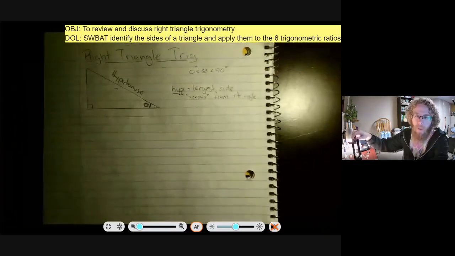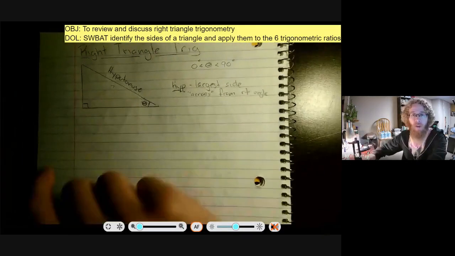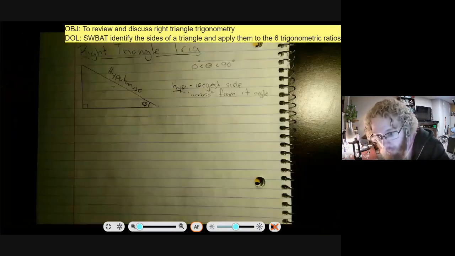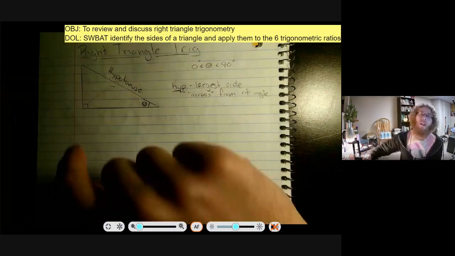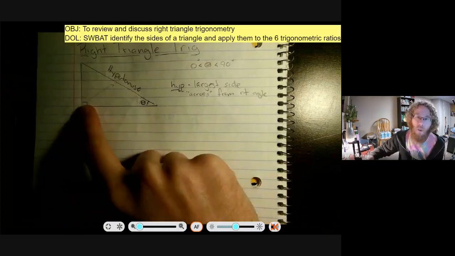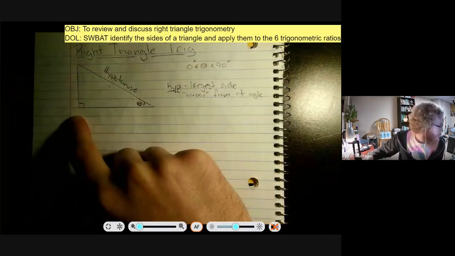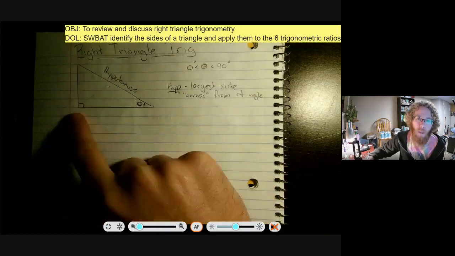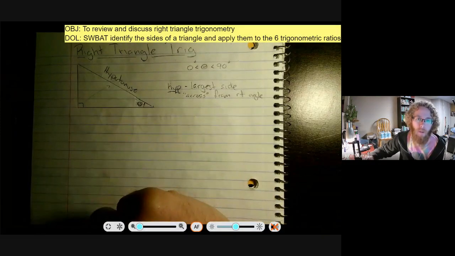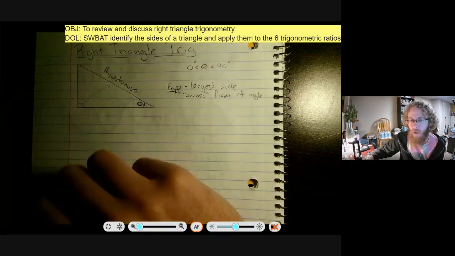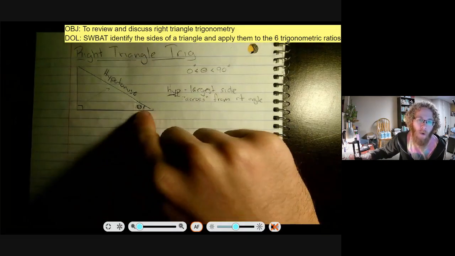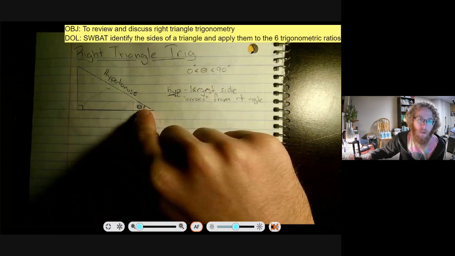Oh man, I keep hitting this. Your largest angle will be across from your largest side. What did I just do? There we go. So in our right triangle, the 90 degrees is our largest angle, so the hypotenuse will always be across from that right angle. The two other sides we label depend on where our angle is.